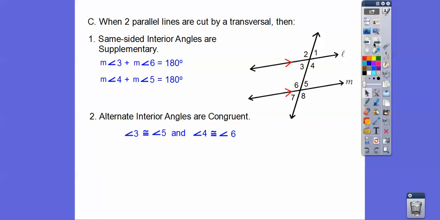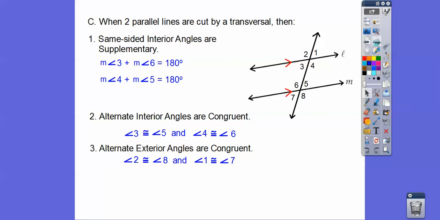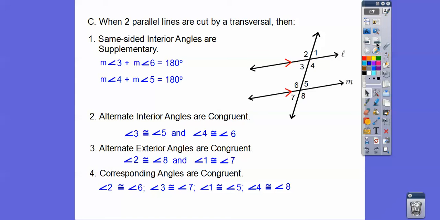Okay, and then alternate exterior angles are congruent. 2 and 8 are congruent. 1 and 7 are congruent. Okay, and then let's see. So corresponding angles also are congruent. So 2 and 6, since they're corresponding angles, they're congruent. 3 and 7 would be congruent, okay? 1 and 5, and then 4 and 8. Remember, corresponding angles are if the lines slide together, 4 would slide right down into the 8 position.